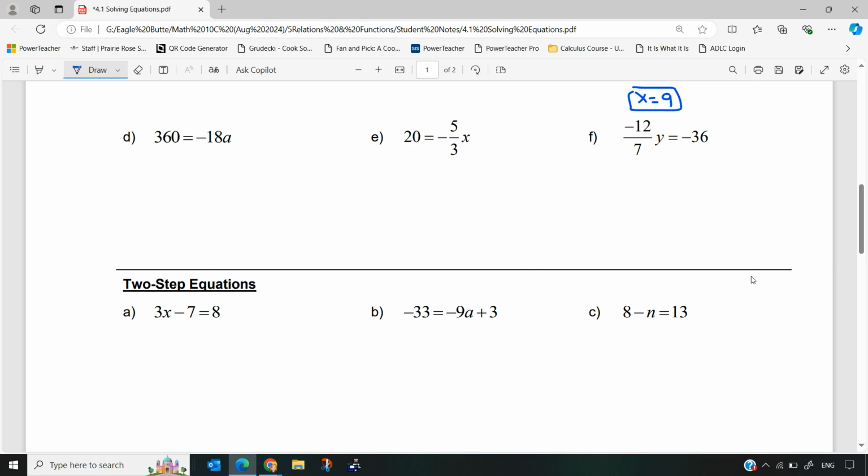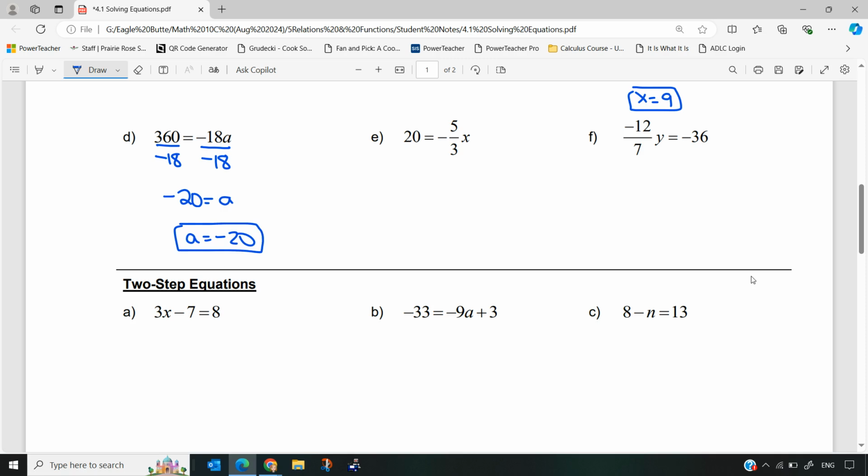Moving on, we have 360 equals negative 18 times a. So when you see the negative 18 and the a with no symbol in between, that means multiplication. So the opposite operation would be to divide by negative 18. So 360 divided by negative 18 will be negative 20, and that equals a. And again, you could rewrite it with the a on the left.